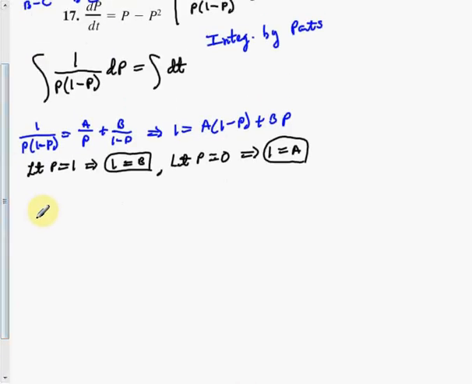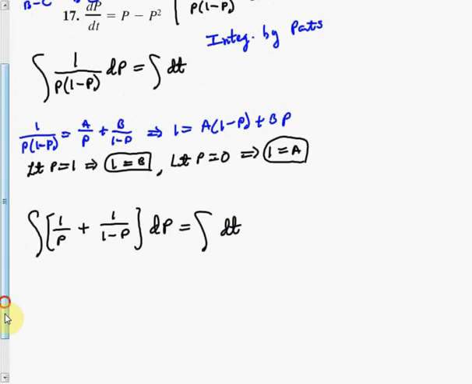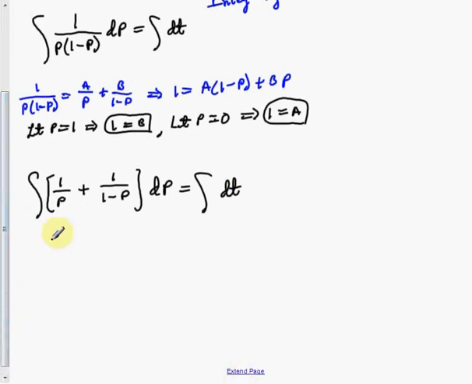So if that be the case, then this integral of 1 over p times 1 minus p is the integral of 1 over p plus 1 over 1 minus p dp. That's equal to the integral of dt, which is just little t, when we're finished with that. So the integration of the sum is the same as the sum of the integration. So this is the integral of 1 over p dp plus the integral of 1 over 1 minus p dp. The integral of dt is just little t, and here plus some constant we'll call c sub 1.